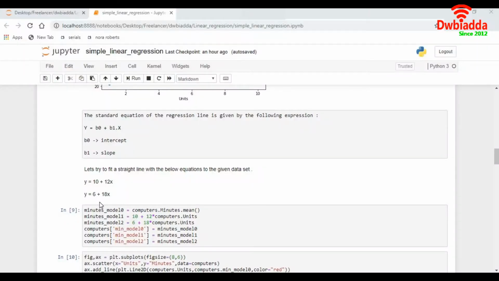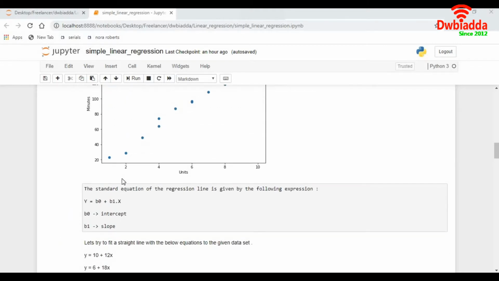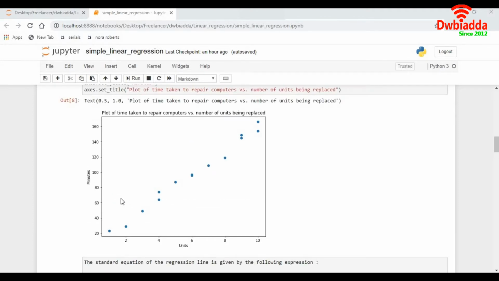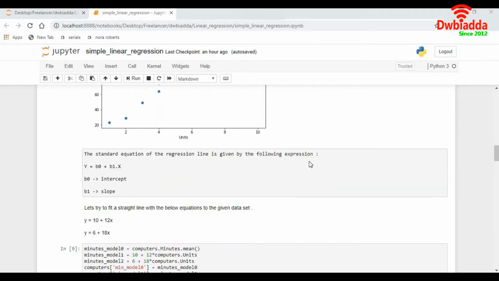Hi, in the last session we learned about how a simple linear regression works. We had a scatter plot with the dependent and the independent variables, and the objective of the linear regression is to draw a straight line through these data points. Let's try to implement that.